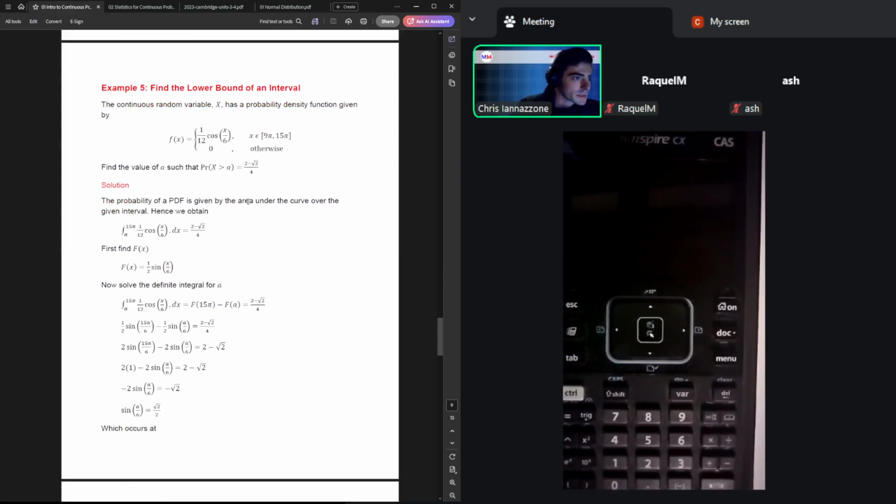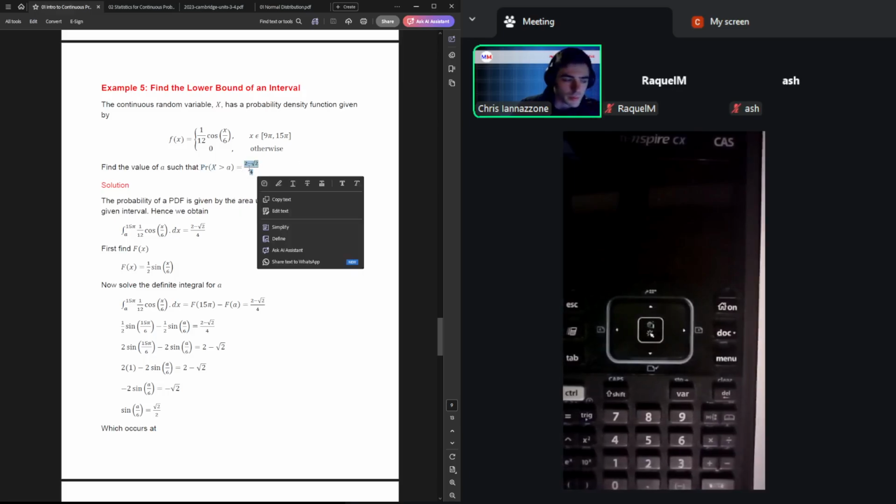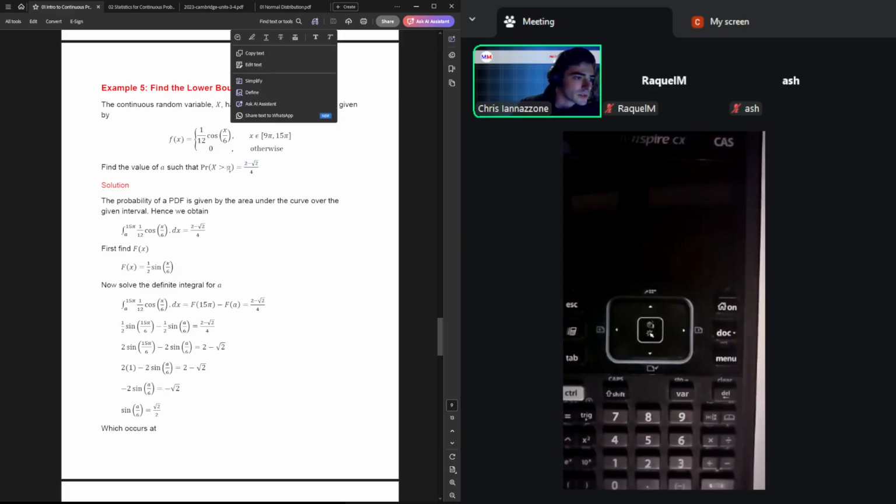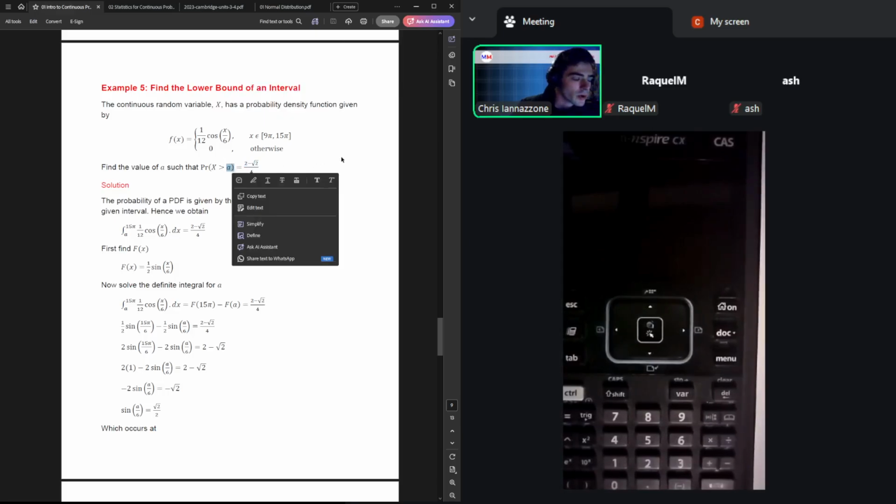So next up is a new take on that, which is you actually know the probability ahead of time. Find probability x greater than a is equal to this, right? So the probability is already known. This is the probability. What isn't known is the lower bound of the interval. It's find the value of a such that if I were to place a lower bound, I would get an area of 2 minus root 214.